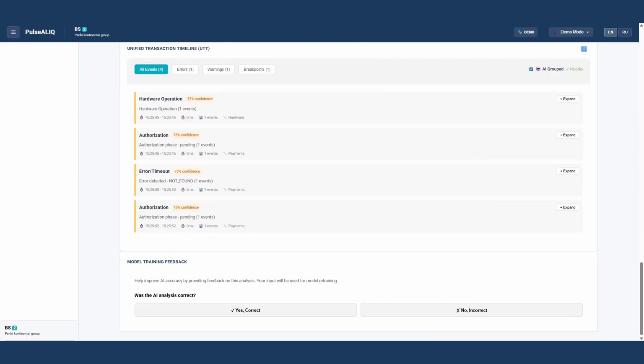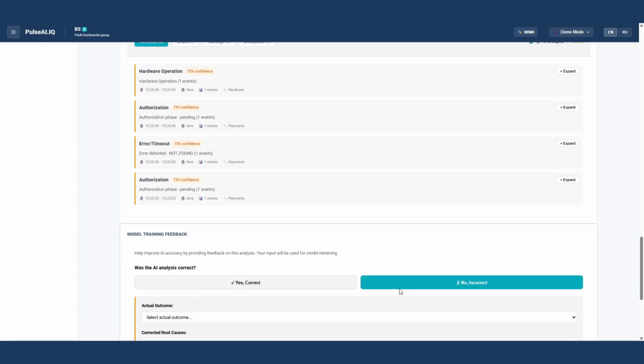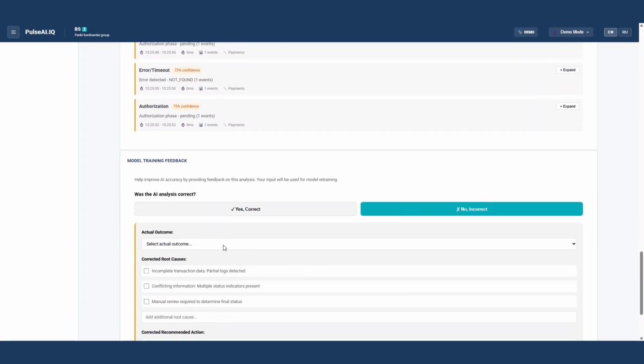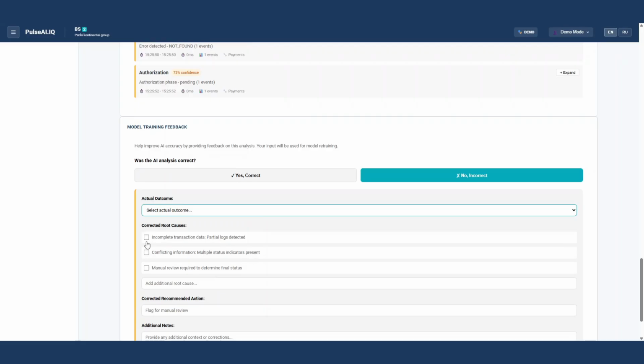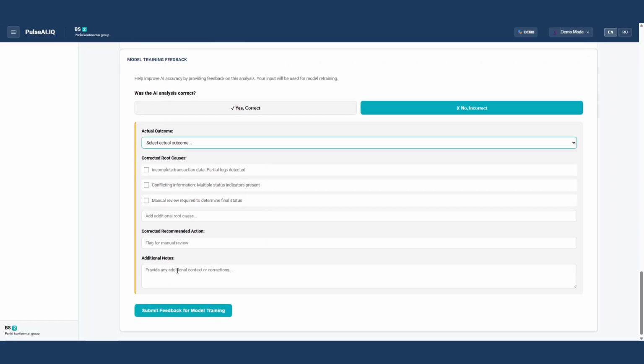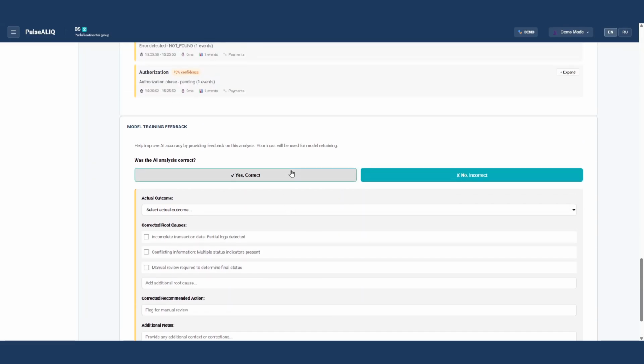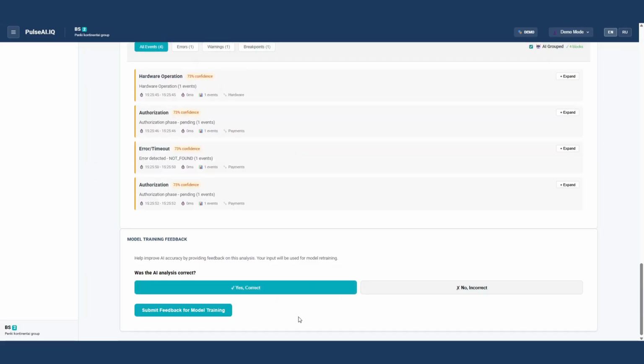The analysis itself is performed by a neural network. For each transaction analysis, we can provide our feedback, thereby helping to improve the neural network. So to say whether this analysis was truly correct, or if there were any inaccuracies, then we can say that the analysis was not entirely correct and clarify what the inaccuracy was. This way, the system and artificial intelligence will be further trained so that in the future, under similar circumstances, it can provide a more accurate analysis.